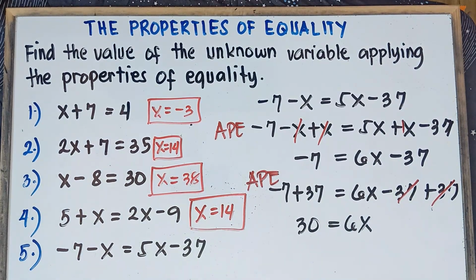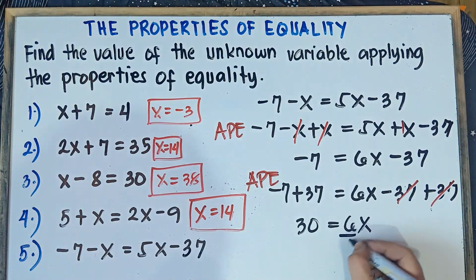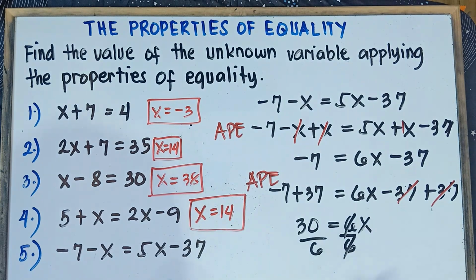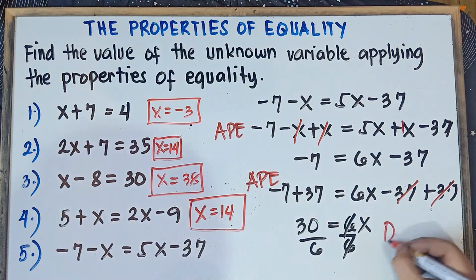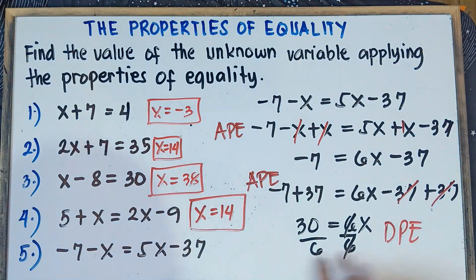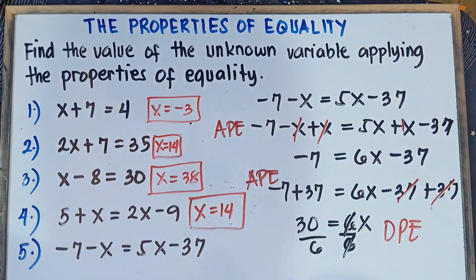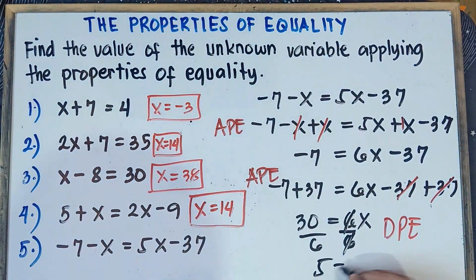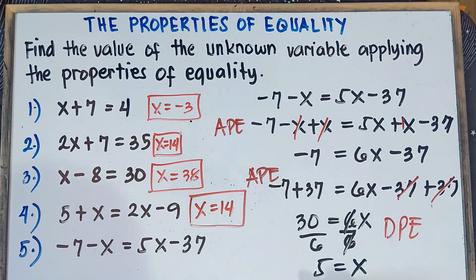And then the last part, class. Last step. That's correct. We need to divide both sides by 6 so that we can cancel this out. Alright, division property of equality. Divide both sides by 6. Cancel this out. 30 divided by 6. What's the answer, class? That's correct. That would be 5 is equal to x. That's it, class. 30 divided by 6, that's 5. Cancel 6. So that would be 5 is equal to x.